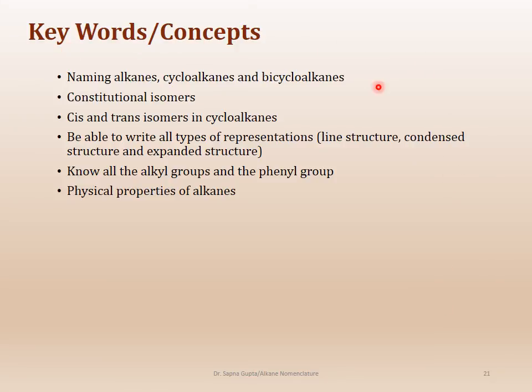So finally, our keywords and concepts for this chapter are the nomenclature for all alkanes, cycloalkanes, and then bicycloalkanes. You should know constitutional isomers. You can never, ever, ever forget that one. The cis and trans isomerism in cycloalkanes, we will do more in the next part also, but this was just a little bit of an introduction for you. You should be able to write all the different kinds of representations for organic compounds. I think you're getting comfortable with this one. And then, of course, know all the alkyl groups, and the phenyl group, and have a little idea of the physical properties of alkanes.